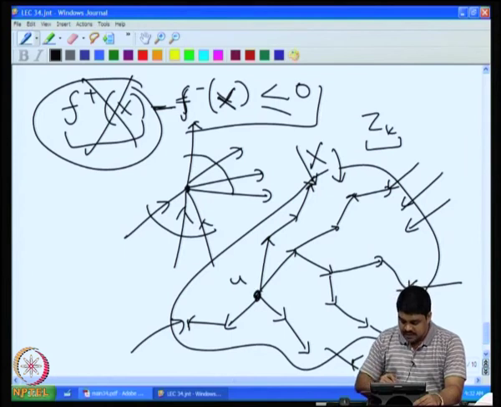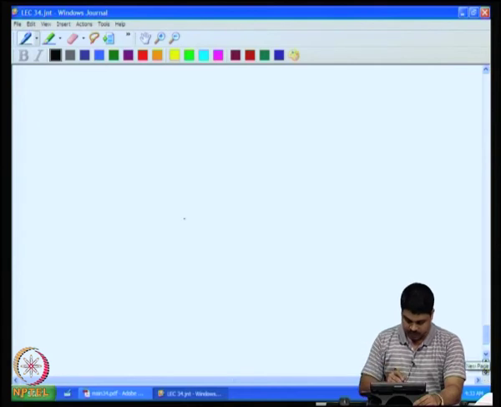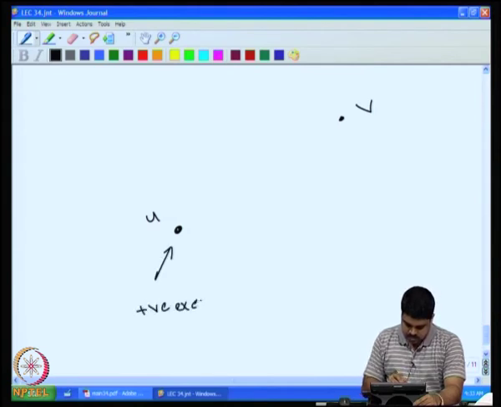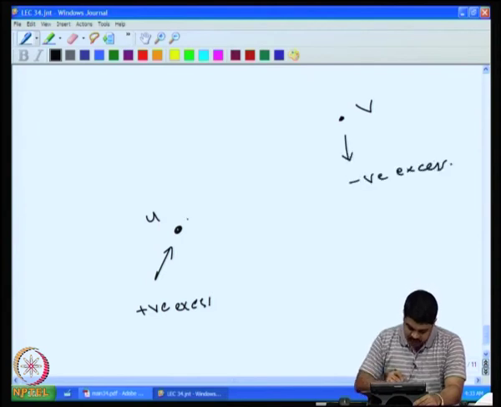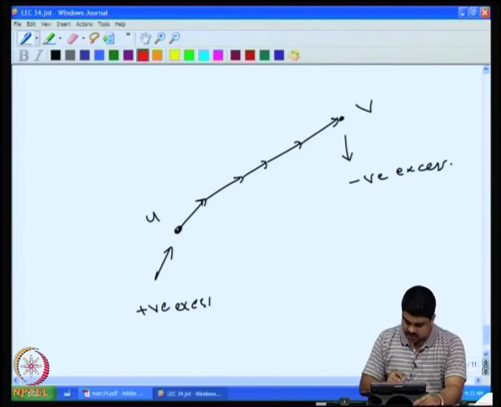So, now u has a positive excess, and the total sum of the excesses over the vertices of x is less than or equal to 0. So, there should be one with negative excess. Let us call it v. This is u, this is v; this has positive excess and this has negative excess, and there is a directed path from here to here. Now, what will you do? So, we consider like this. This is a directed path.